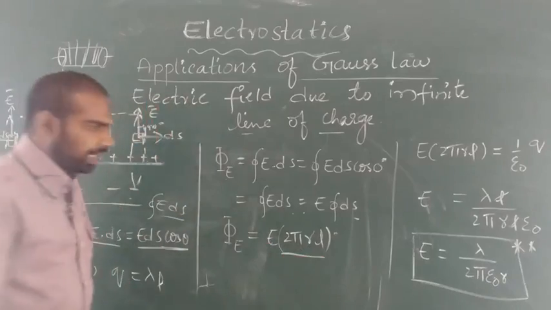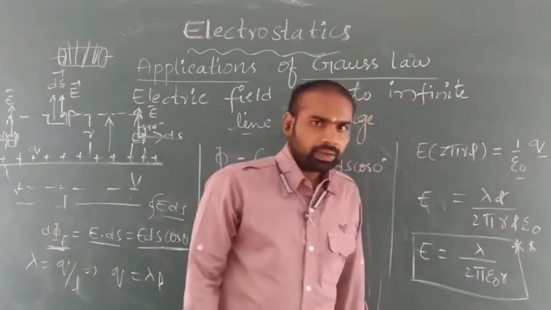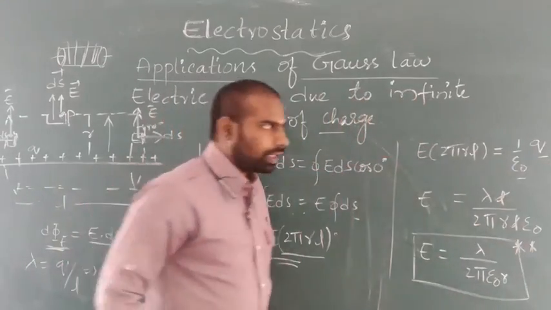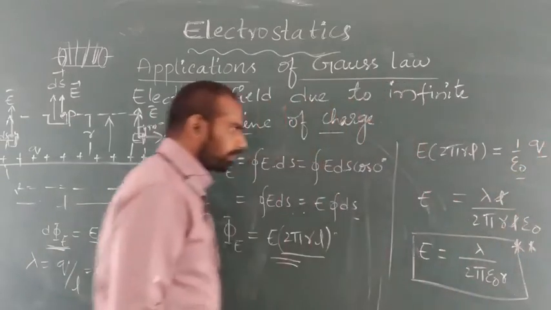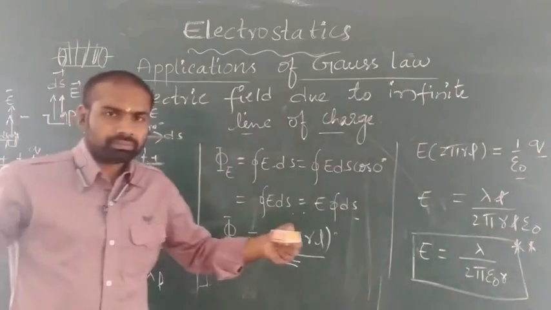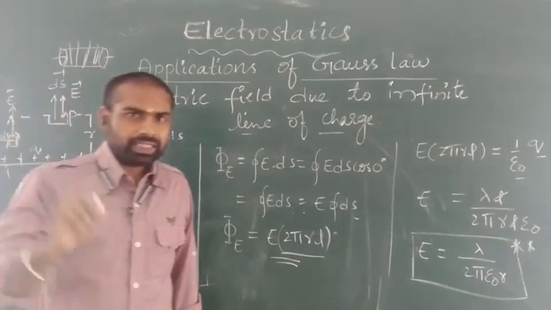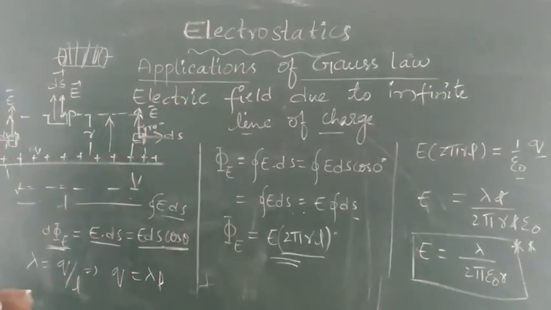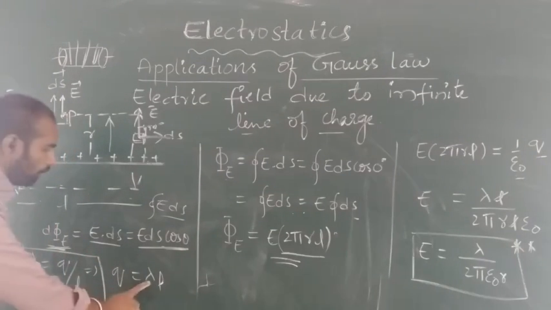Now according to Gauss law, this flux should be equal to how much? 1 by epsilon naught times the charge. So E into 2 pi rl is equal to 1 by epsilon naught times the charge. But here the charge is a linear charge distribution, distributed along a line. In the previous class we discussed linear density lambda. Linear density lambda is nothing but charge per unit length, Q by L. So Q is equal to lambda into L.